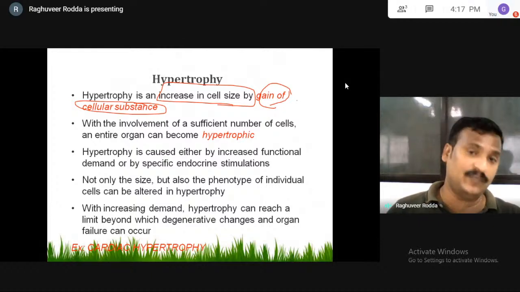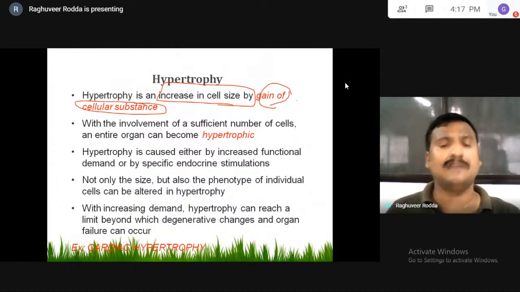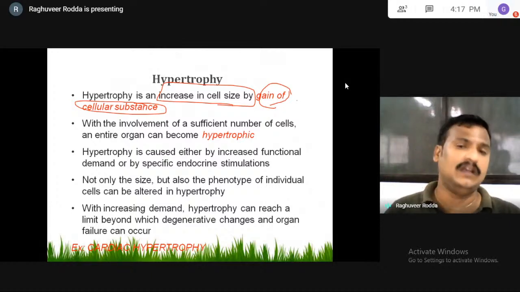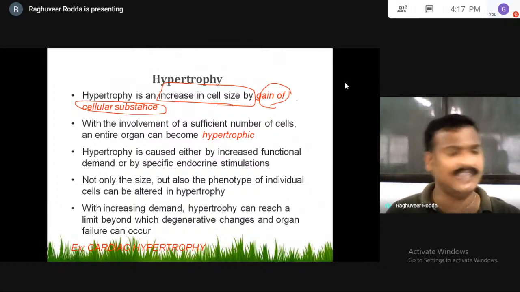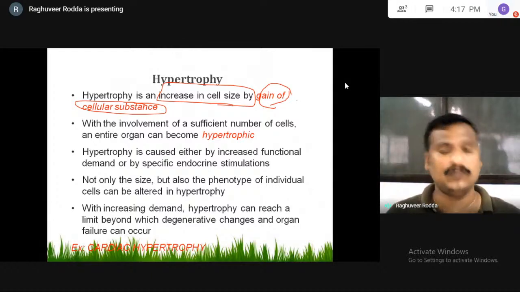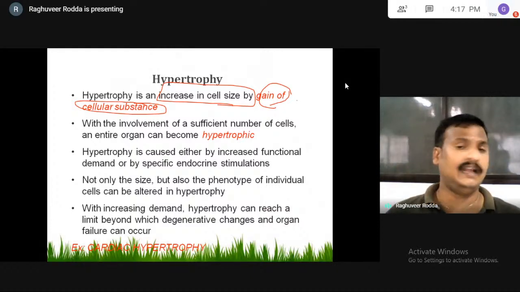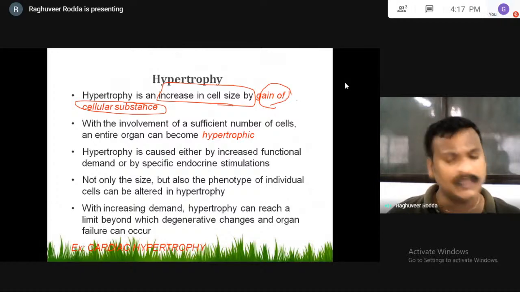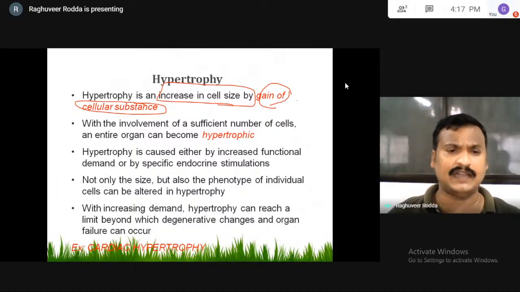And like atrophy, when many cells of one organ are involved in the hypertrophy, then the organ becomes a hypertrophic organ, where the size of the organ is observed as a huge mass. Okay, huge mass. And what were the reasons for this? The reason for this hypertrophy is nothing but an increased functional demand.